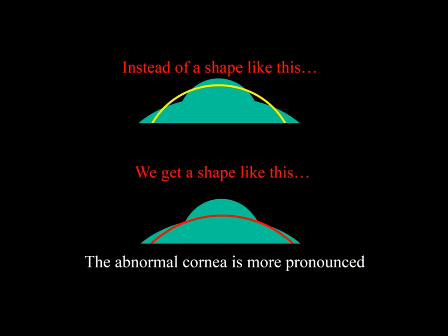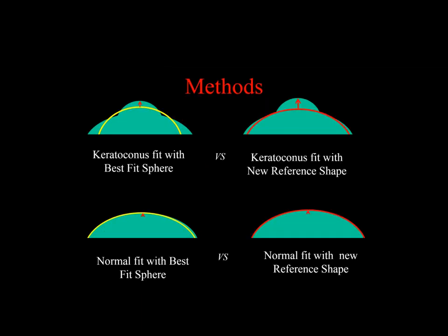So what we're trying to do is take the best fit sphere above and get a shape that more closely mimics sea level below. Because what we want to be able to do is, again, make it easier to see the ectatic region. We want to take the picture on your upper left and convert it to one on the upper right. We also want to make sure that if we have a normal eye, our enhanced reference surface doesn't make a normal eye abnormal. So we don't want to have an increase in false positives.